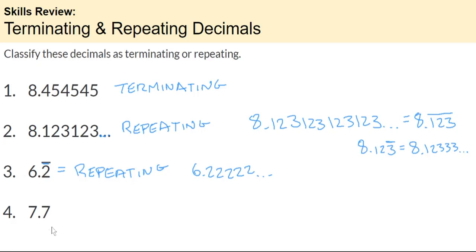Final one, 7.7. That is terminating. There are no dot dot dots, there are no hats on it. That stops. All right, so two types of decimals, terminating and repeating.